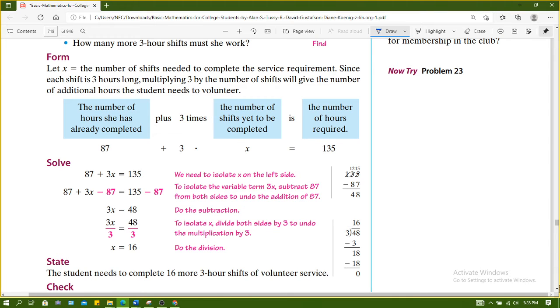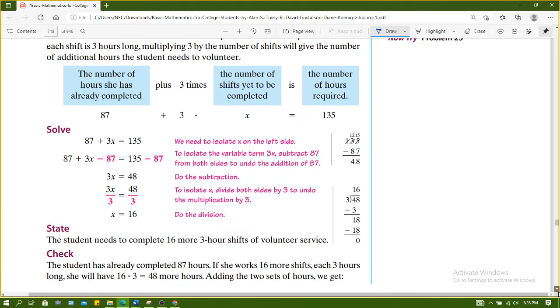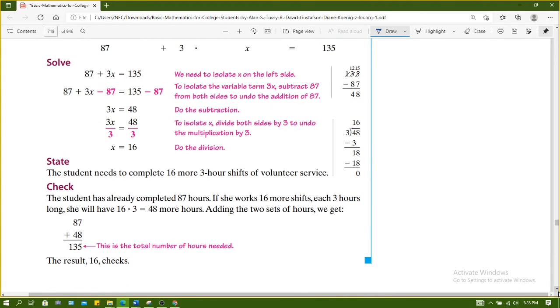Unsa siya kailangan diri a class? Yeah, di ba? Reading comprehension. You should understand what you are reading and be able to translate it into equations. So 87 plus 3x, you know the process already, and you get x equals 16. Okay? And then, after that, you state: the student needs to complete 16 more 3-hour shifts for volunteer service.